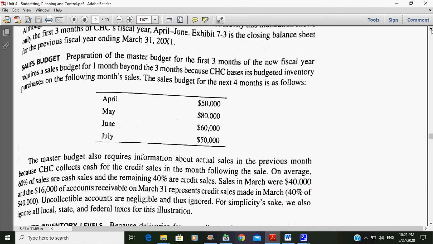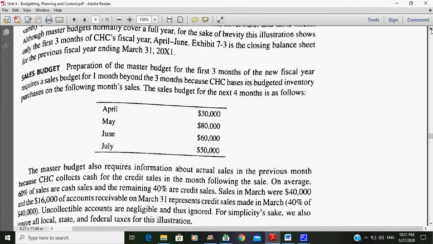Let's go. So, sales budget is the first one. Preparation of the master budget for the first 3 months of the new fiscal year requires a sales budget for 1 month beyond the 3 months, because CHC bases its budgetary inventory purchases on the following month's sales. The sales budget for the next 4 months is as follows. So the 1 month beyond would be July, right? So it'd be 50,000, 80,000, 60,000. July is 50,000, right?